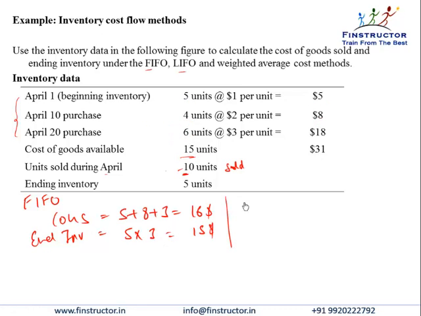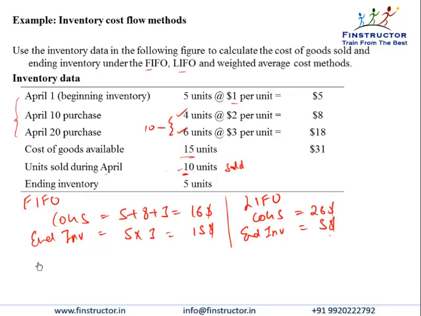In the last in, first out method, we will assume that the 10 units purchased last were the first to be sold. So all these 6 units are out and all these 4 units purchased at $2 per unit are also out, making a total of 10 units. So the cost of goods sold would be $18 plus $8, that is $26. And the ending inventory consists of the 5 units that were purchased first at $1 per unit, that is $5.